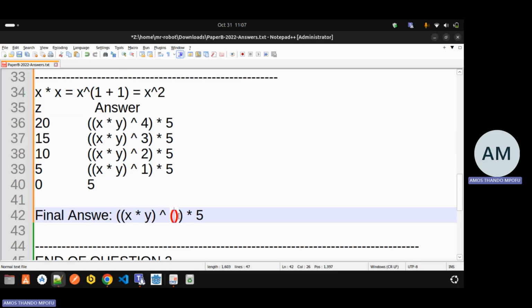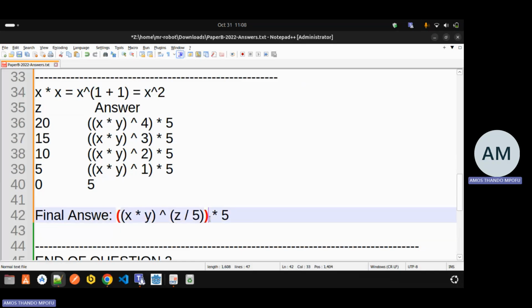So to find the exponent, we say z divided by 5. And then this is our formula. So x times y to the power of z divided by 5. And then that final answer, you times it by 5. You see why it's important to have the brackets, the parentheses. You remove the brackets, your equation becomes wrong.